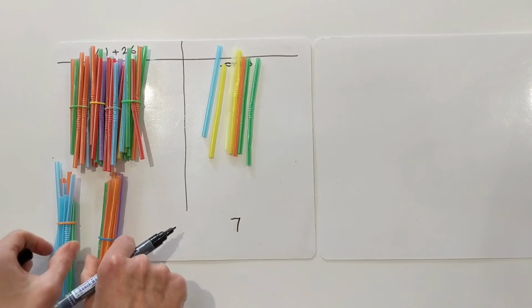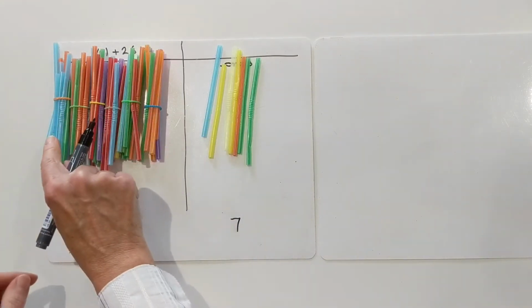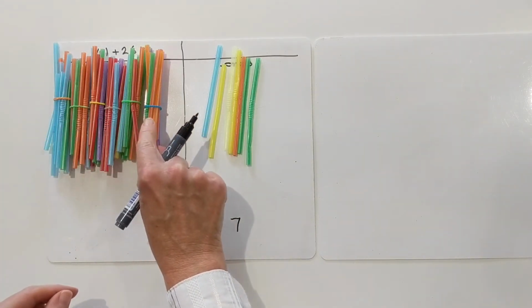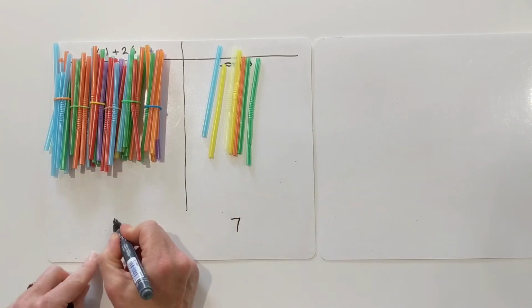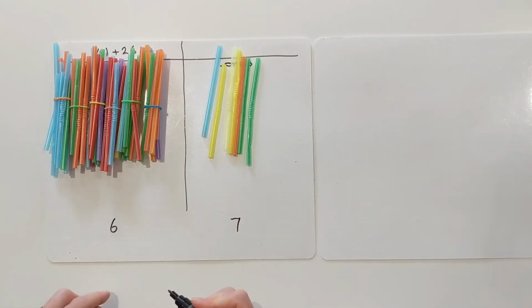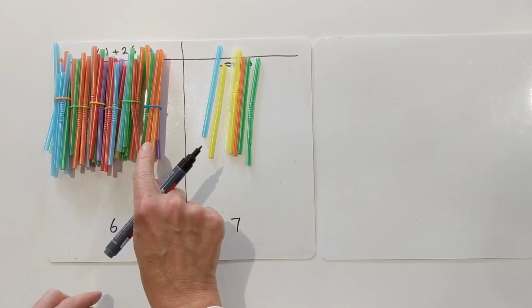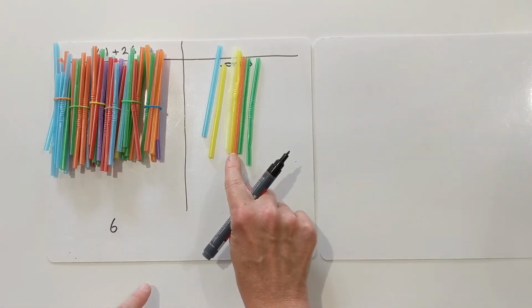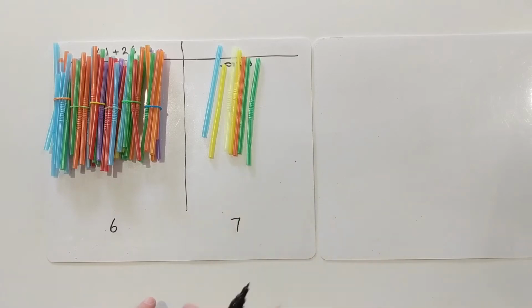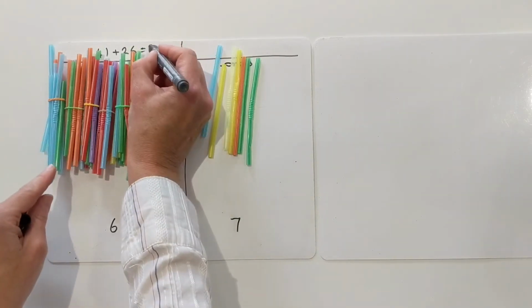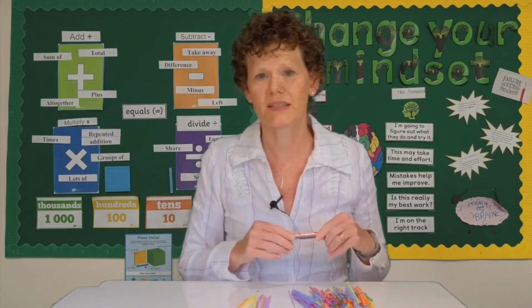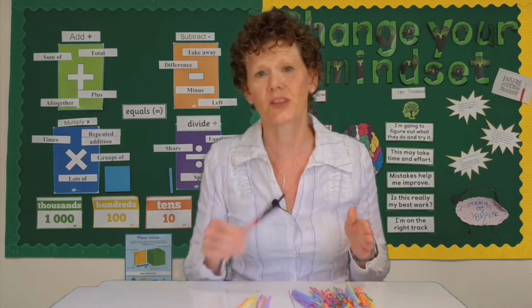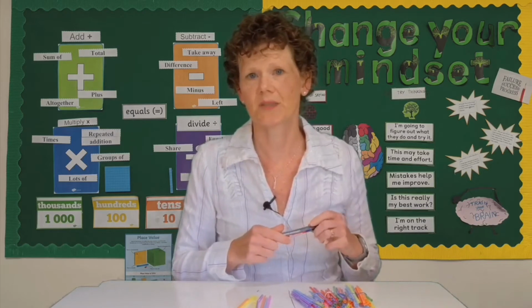And then I can put my tens together. I have 10, 20, 30, 40, 50, 60. So I have 6 tens. So I can put that digit in there. So my number is 67. My answer is 67. And I can then write that into my number sentence at the top. I always get the children to write their number sentences, whether they're doing concrete or they're drawing. Their number sentences have to be written next to their work.